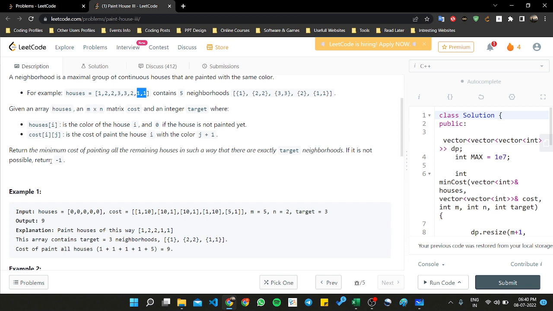We want to find the minimum cost of painting all the remaining houses in such a way that there are exactly target neighborhoods. Only target neighborhoods must be there, and we want the minimum cost to paint all houses. If it is not possible, we return -1.